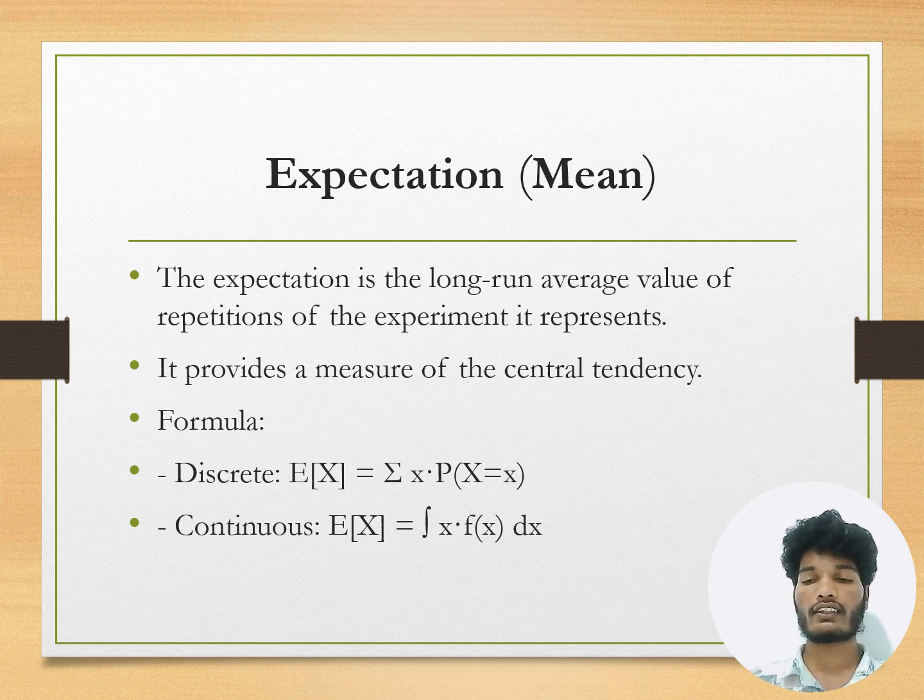Mean is calculated for two cases, discrete and continuous. For discrete, the mean formula is expectation of X equals the summation of x times probability of x. For a continuous random variable, the mean is calculated by expectation of X equals the integration of x times f of x dx.